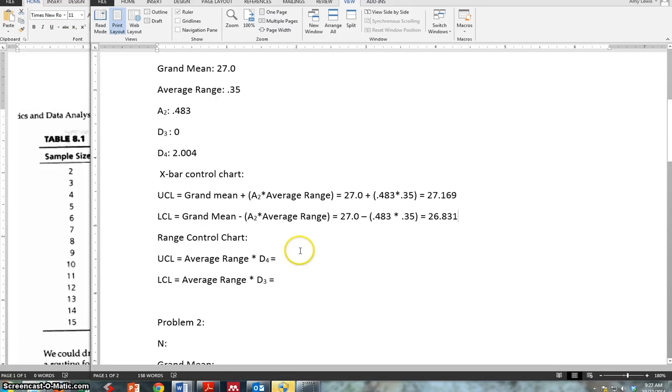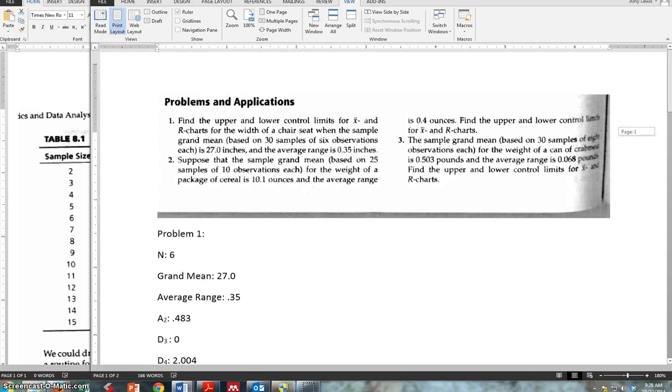Now for my range, that's going to be my average range, again 0.35, times D4, which is 2.004. And that works out to 0.701. And then my lower control limit is going to be, again, my average range 0.35 times D3, which is 0, which is conveniently 0. So that would be my control limits for the range, 0 to 0.701. So that's problem 1. So let's go ahead and do problem 2.